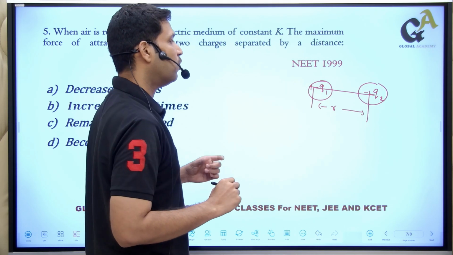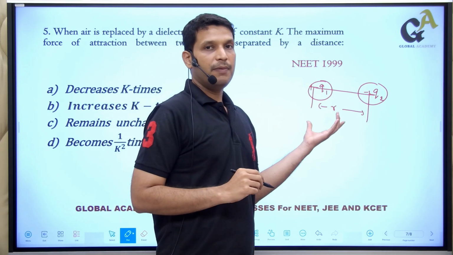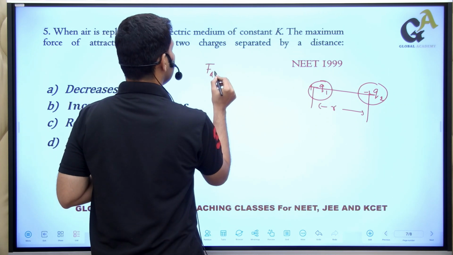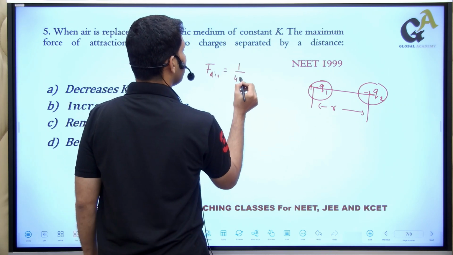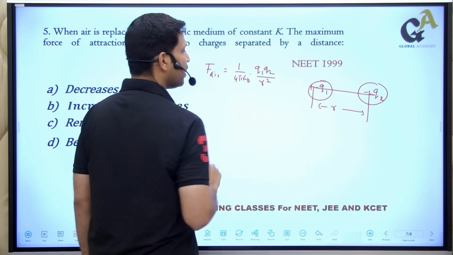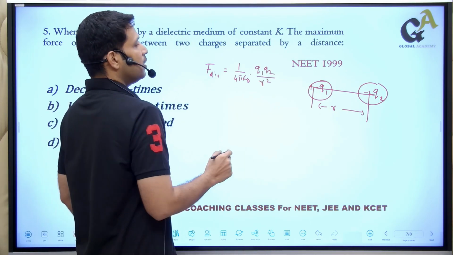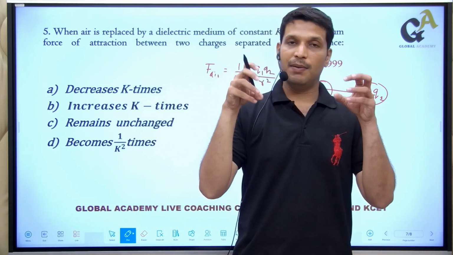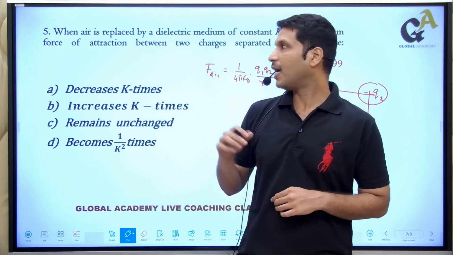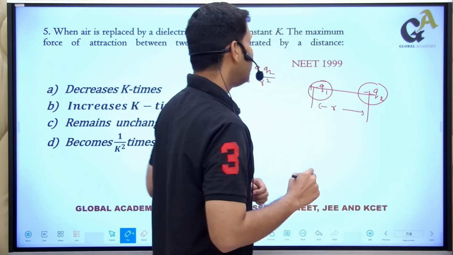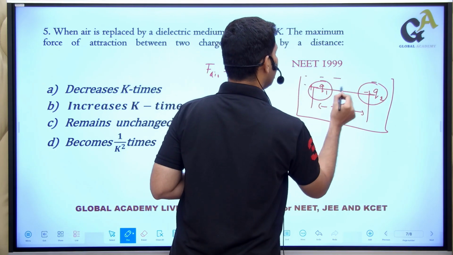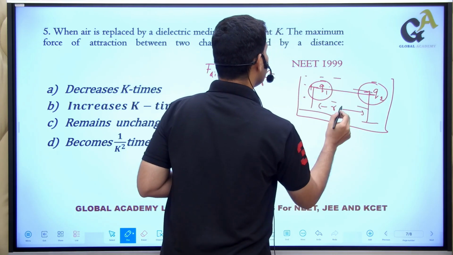The Coulombic force between the two charges in the air is given by F air is equal to 1 divided by 4 pi epsilon naught q1 q2 divided by r square, right? Now the same charges, when we immerse or keep them in a certain medium which has dielectric constant k, then what will happen here? If you keep these charges in a certain medium, what is the new force?